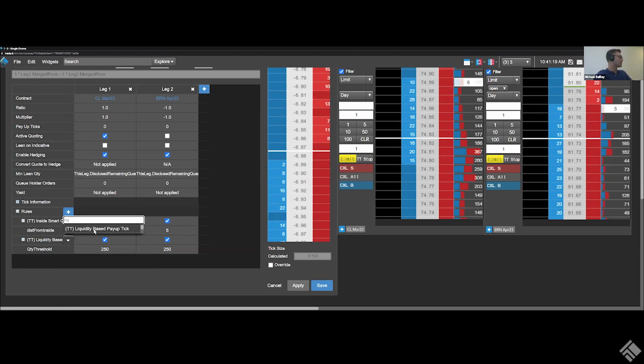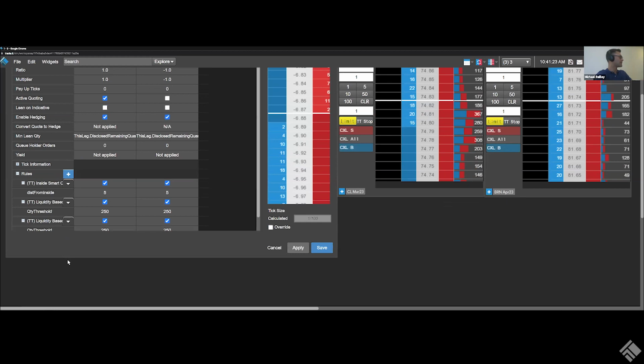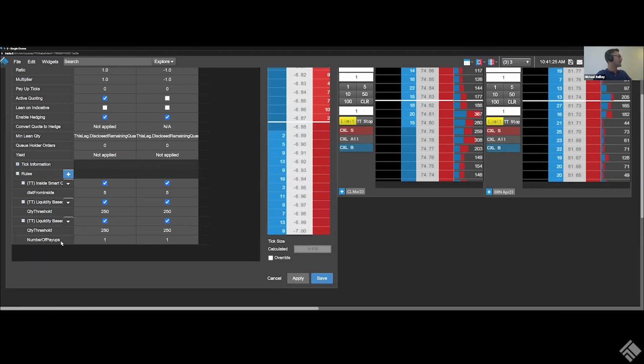Let's see your liquidity-based pay uptick. We'll do 2 more here. So the liquidity-based pay uptick, again, how much are we going to pay up if this quantity threshold is violated? If the volume of the opposite side of the market at the price level, 1 tick from your working hedge price, dips below this quantity threshold of 250, then pay up 1 tick from the current hedge order price.